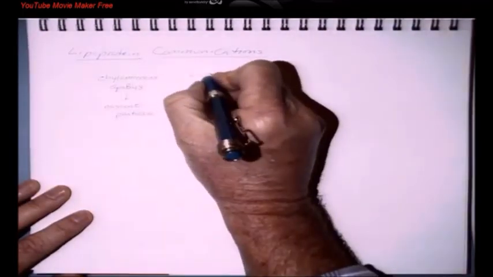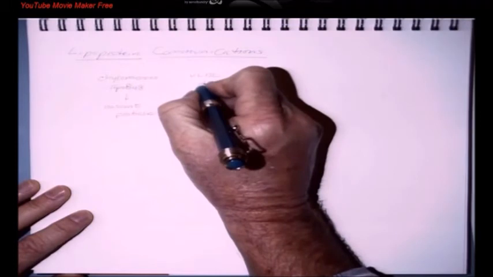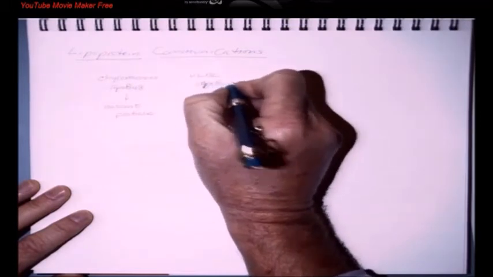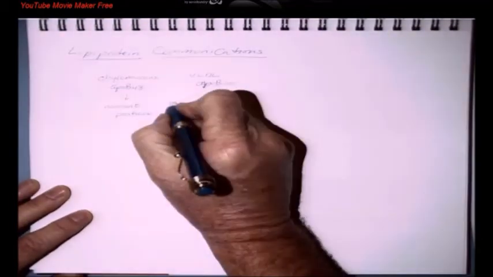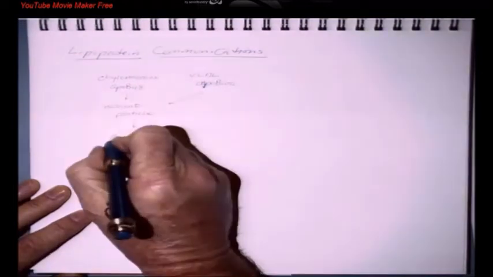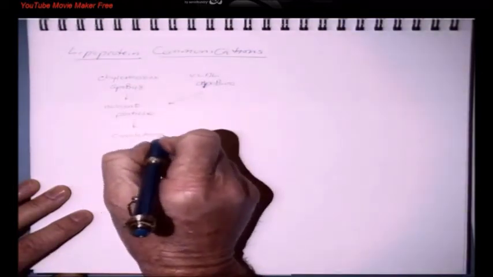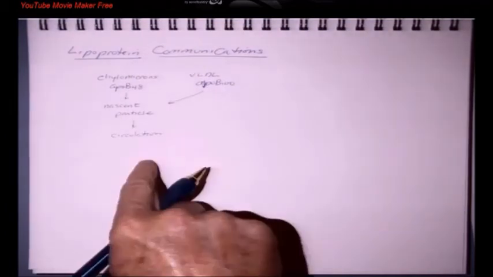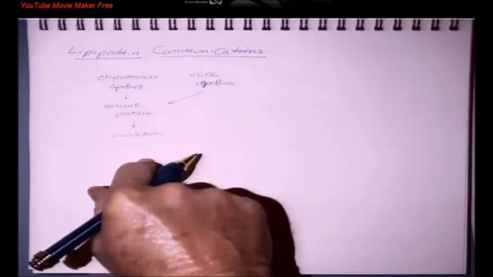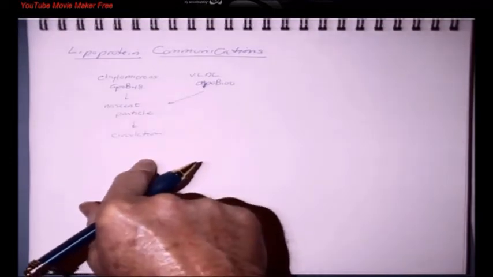When VLDL is made, it's made with ApoB 100, and it's put into the circulation as a nascent particle. As a nascent particle, from this lipoprotein lipase mechanism, you can see that the efficiency is very much reduced without the addition of ApoE. So the question is, where does ApoE come from?